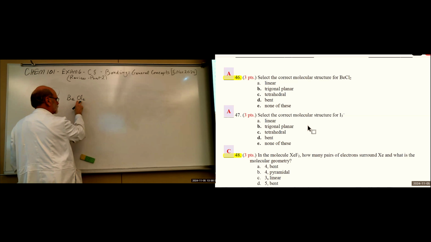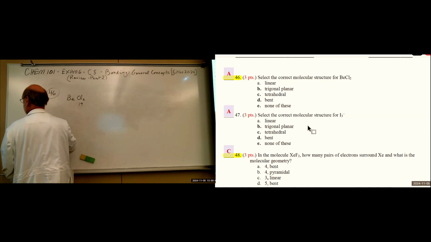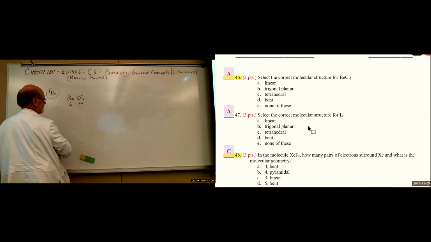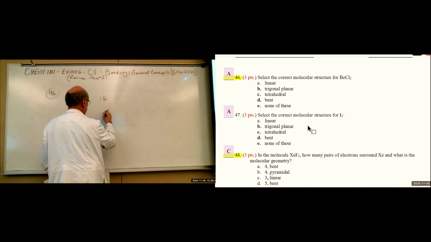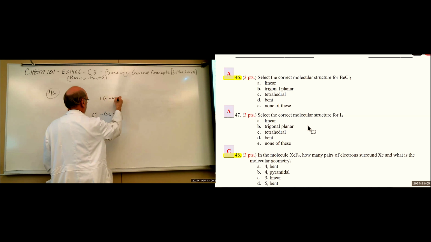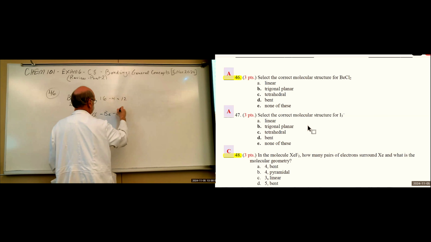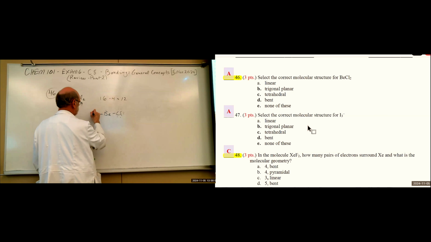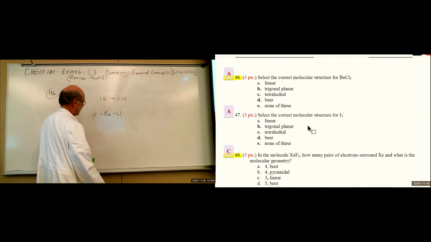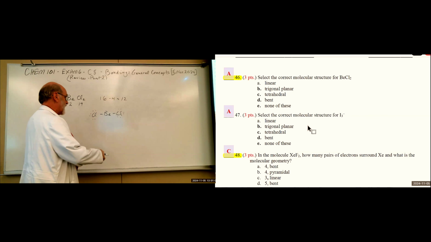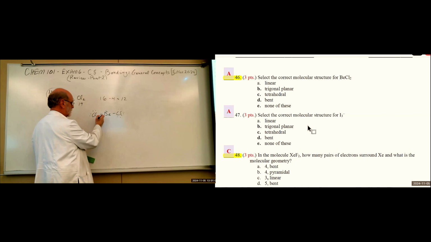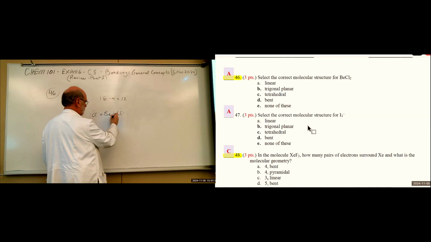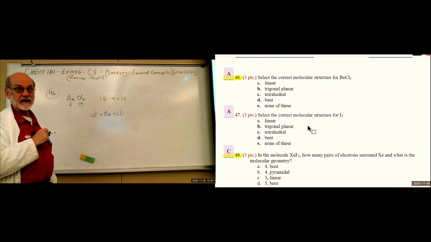Okay, so we got 2 times 7 is 14. Beryllium has 2, doesn't it? Yeah. Has 2 s electrons. So that's 16. And we have beryllium in the middle, chlorine on the ends, minus 4 equals 12. 2, 4, 6, 8, 10, 12. Now, as luck would have it, we can make octets for beryllium out of this. Like that. So it is a linear molecule.